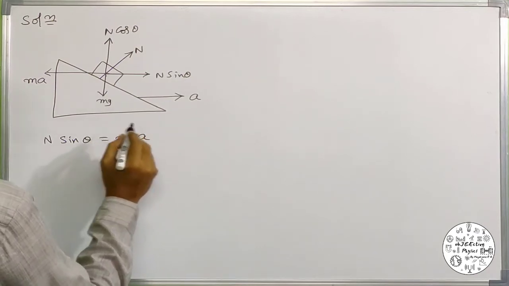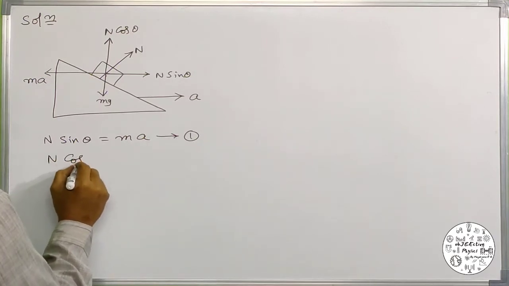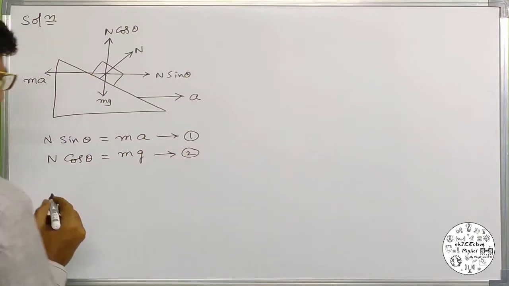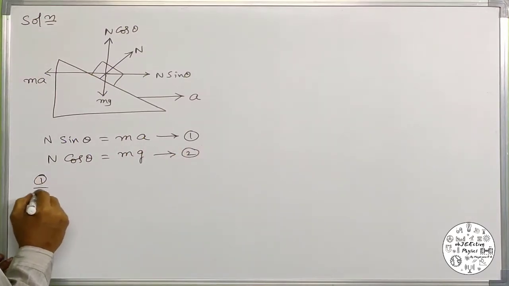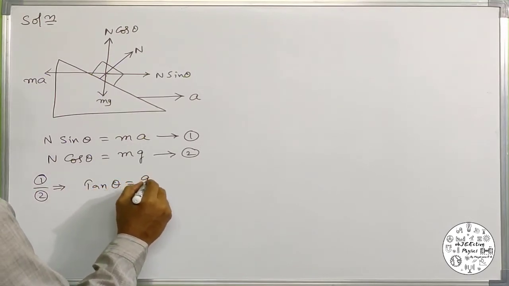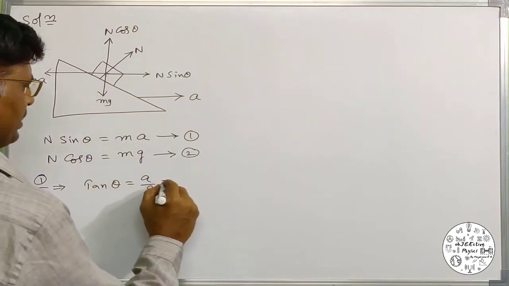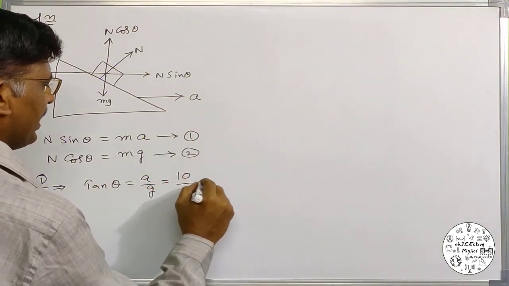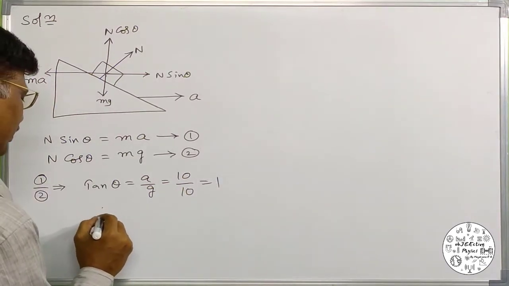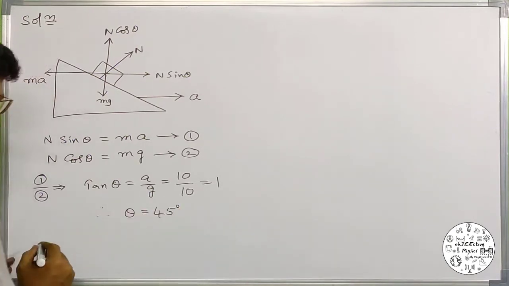N sin theta is equal to ma. Let us call that equation 1. N cos theta is equal to mg. Let us call that equation 2. Dividing 1 by 2, tan theta is equal to a by g. A is given in the question, that is 10. G also we can take as 10. So tan theta is equal to 1, therefore theta is equal to 45 degrees.